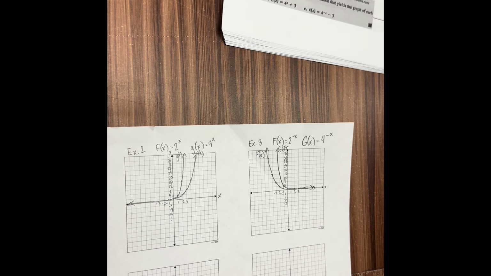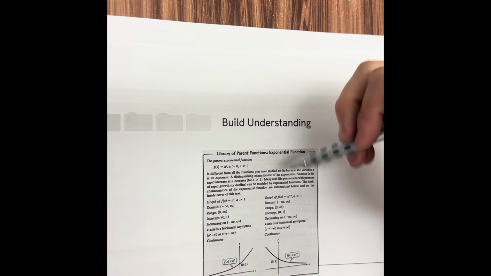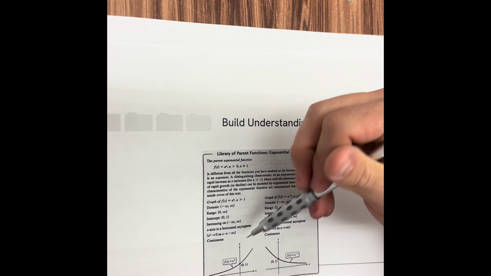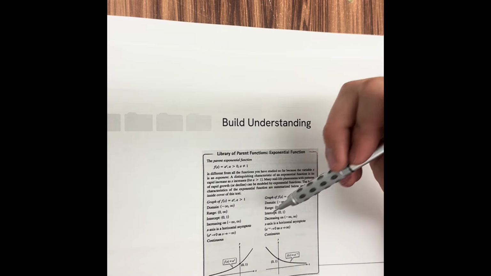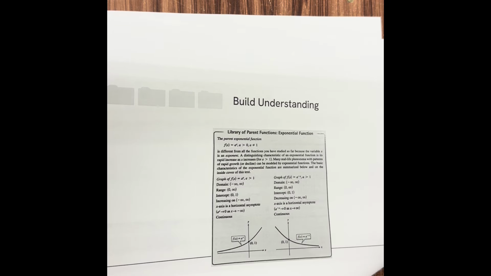So on now to this next portion. Build understanding: there's just some information about exponential functions. They include all of this here. Not really stuff that you necessarily have to memorize, but you are going to have to be able to find it just by looking at the picture. So domain, range, intercepts.